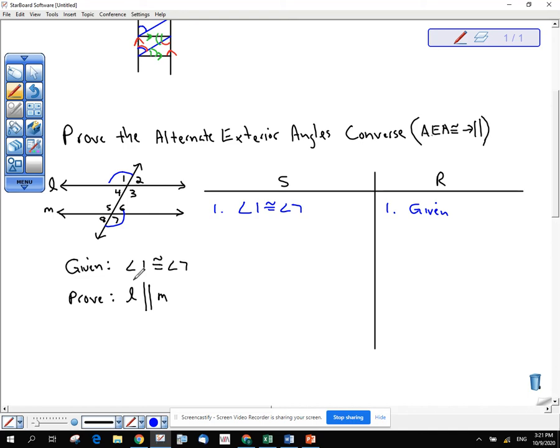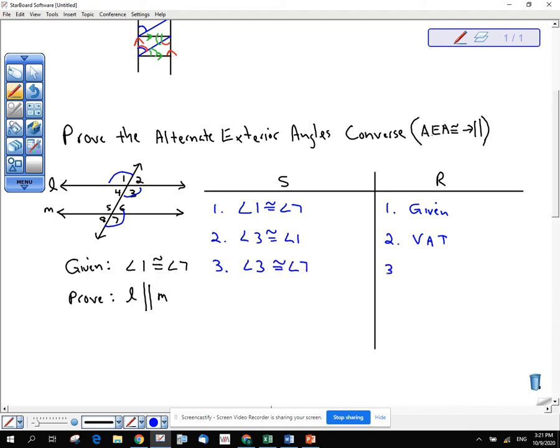So what do you notice? Look at the picture and what do you notice? Well, I would notice, for example, that angle 3 is congruent to angle 1. That would be the vertical angles theorem. This is an abbreviation that is on your sheet. Angle 3 is congruent to angle 1. Okay? Then I would say angle 3 is congruent to angle 7.